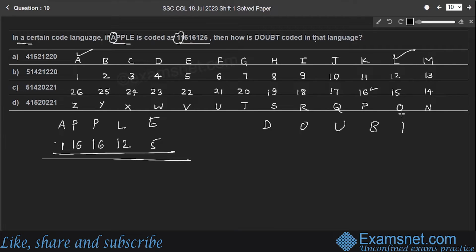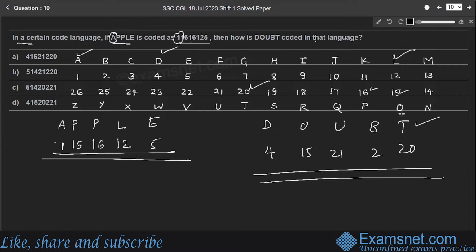Similarly, Doubt, D-O-U-B-T, Doubt, right? Positional value of D is 4. Of O is 15, right? Of U is 21. Positional value of B is 2. Positional value of T is 20. Right? Therefore, Doubt will be coded as 415-21220. Right? Option A is the right answer.